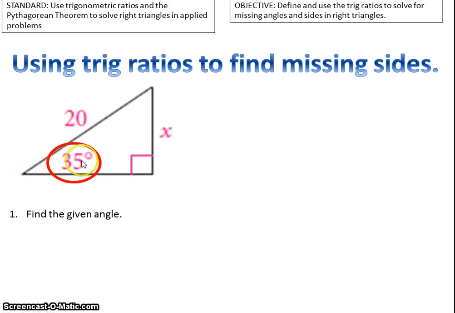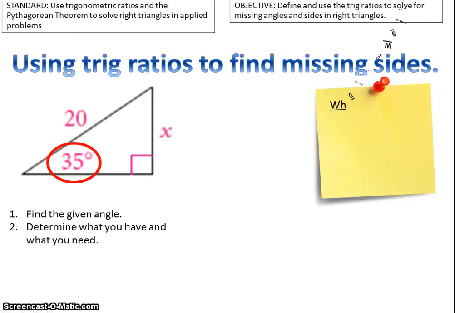We don't have a name for this angle. We're just going to call it the 35-degree angle. Then we need to determine what we have and what we need to know. So let's make a little list here. So what do we know? We know we have a 35-degree angle, and we know that we have the hypotenuse. Here's the right angle. Hypotenuse is 20.